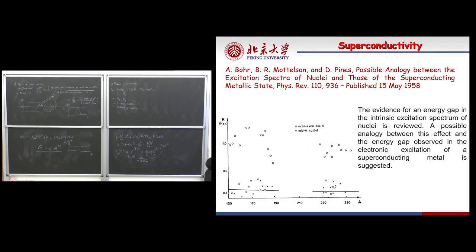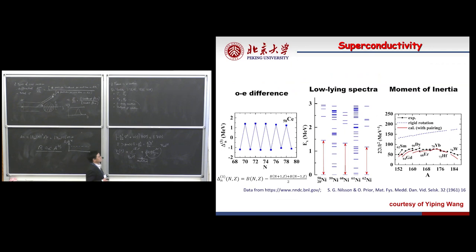thicker means even nuclei. Cross means odd A nuclei. So you will find that there is an energy gap in the intrinsic energy spectrum of even nuclei compared with the odd mass nuclei. And apart from that, this is the odd-even mass difference. If you define this odd-even mass difference as the difference of the binding energy with the neighboring nuclei, this is the binding energy for N, N plus 1 and N minus 1. Similarly, you can also do that for Z plus 1 and Z minus 1.